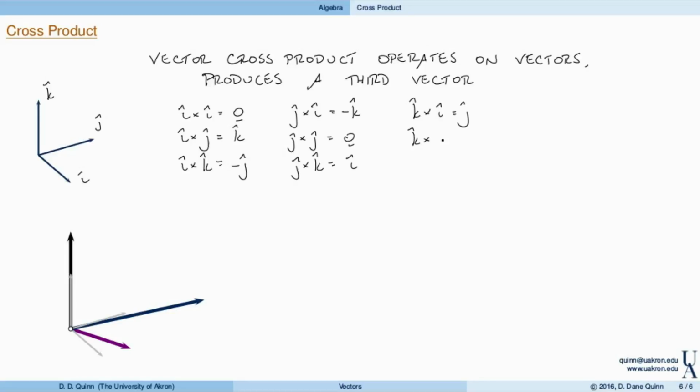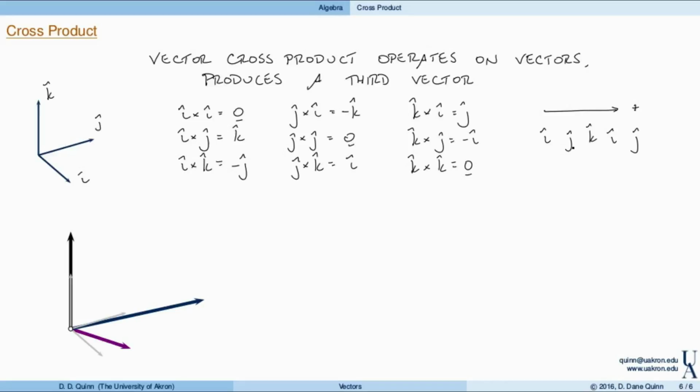k cross j is equal to minus i. And k cross k, because those are in the same direction, same vector in fact, is equal to 0. So a little handy way of remembering this is the following. If I take i and j and k, and then for good measure, let's write them out, continue on, start over, i and j. So if I write this out, then if I cross going this way, it's positive, right? So notice that i cross j is equal to k.